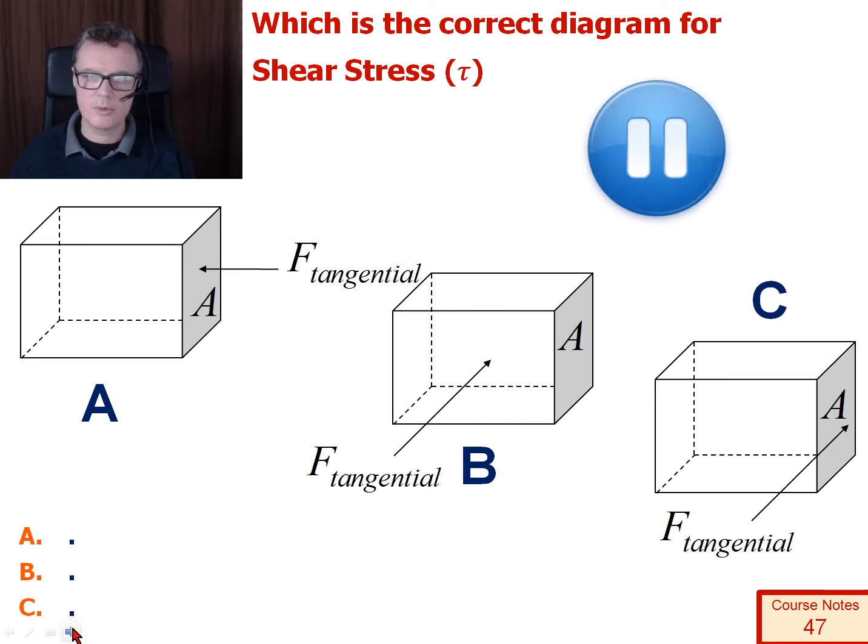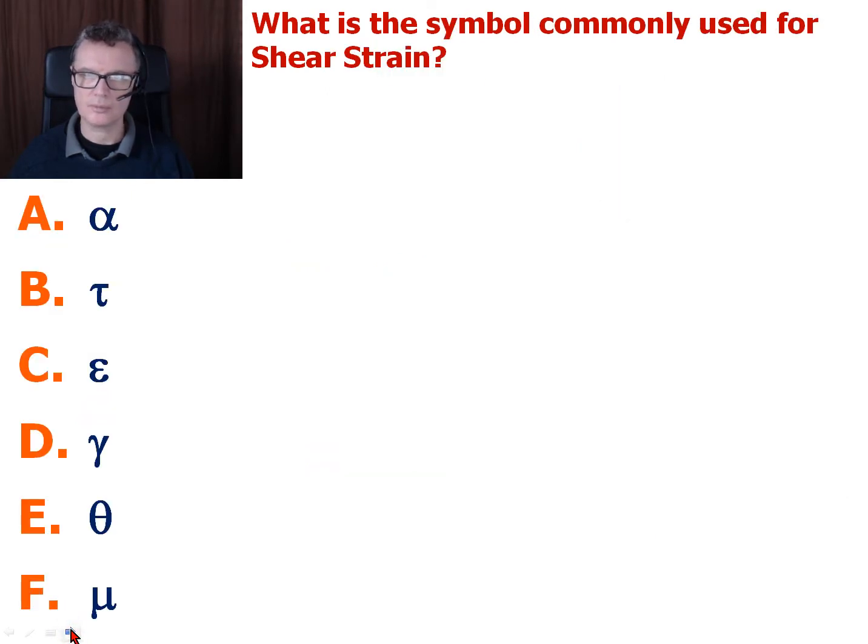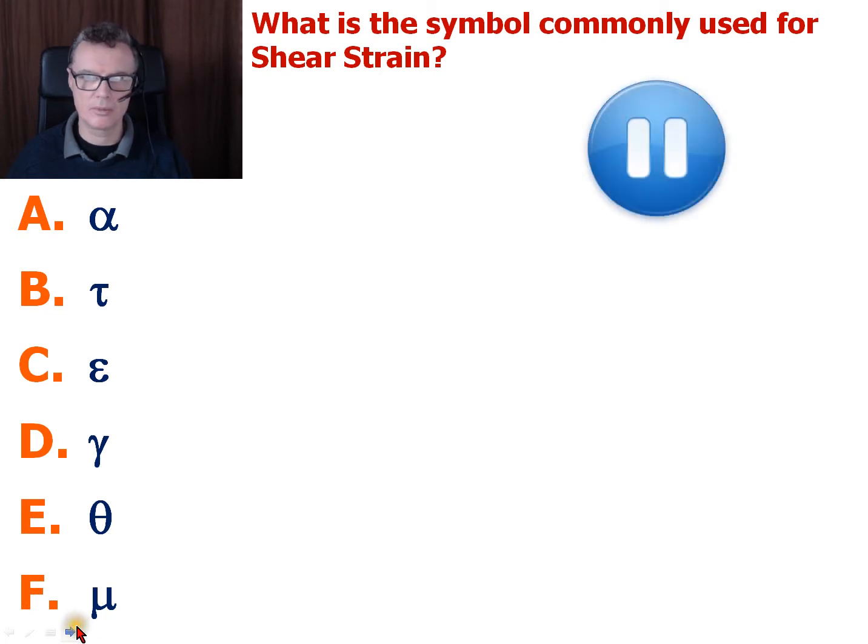Press pause when you've decided to reveal the answer. So you should have chosen C. What is the symbol commonly used for shear strain? Shear strain. Okay. Press pause when you've decided. Press play. Shear strain is the sort of gamma looking symbol.